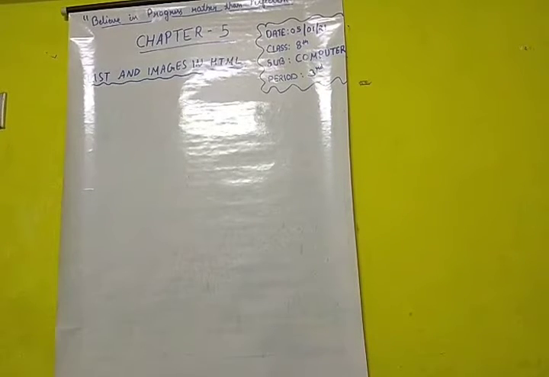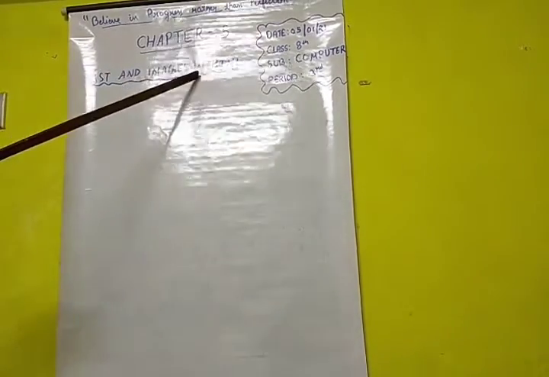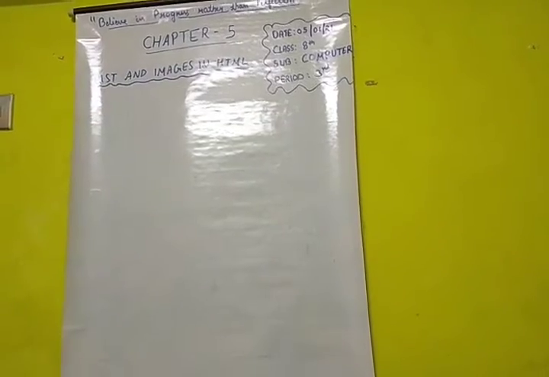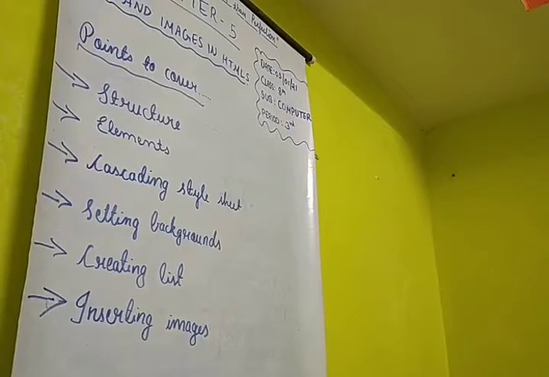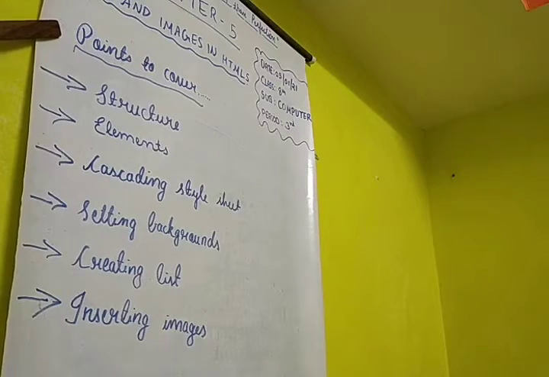So today we will start chapter 5, which is lists and images in HTML. In this chapter, these are the points which we will cover.